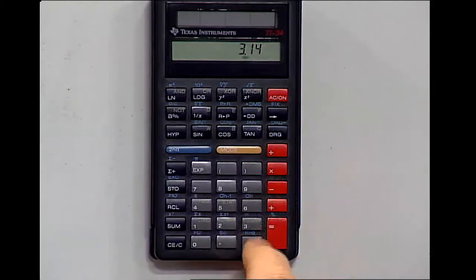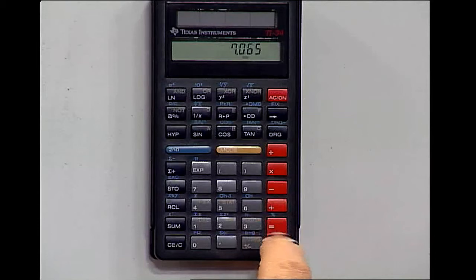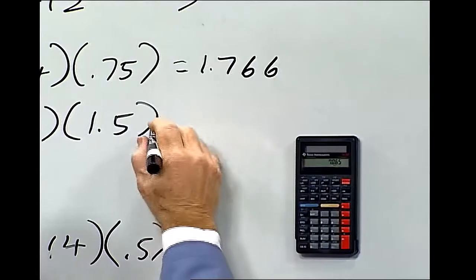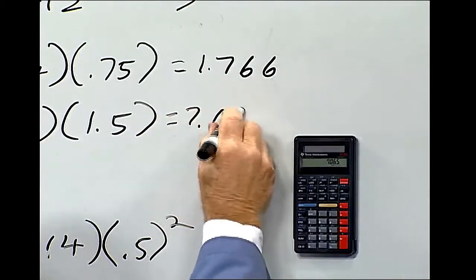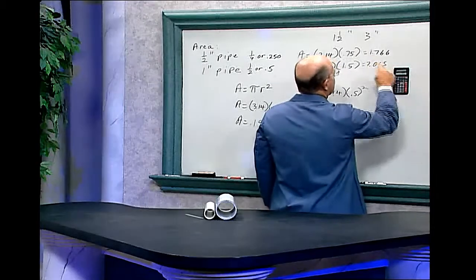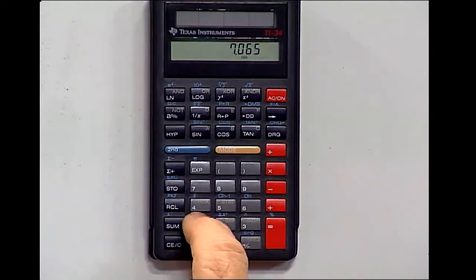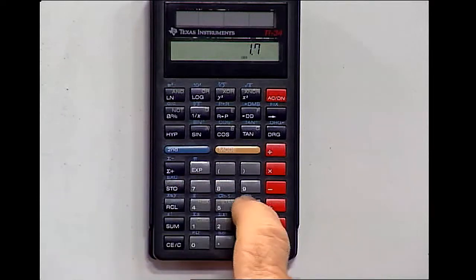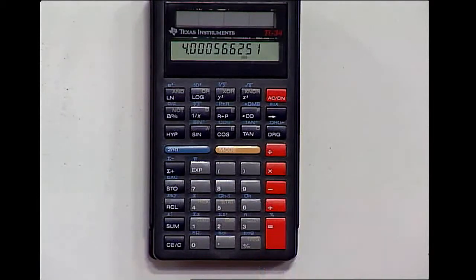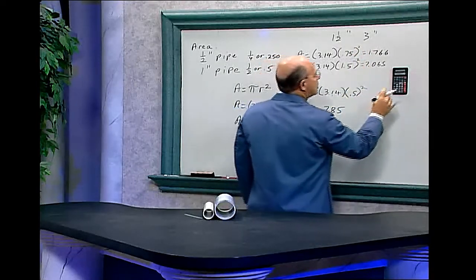3.14 times 1.5 times 1.5 equals, and that area equals 7.065. Let's divide that now by this number. So all we have to divide then is that number, 1.766, into that number. Divide by 1.766 equals 4 times also. I forgot to put the square over here, but that's understood there.